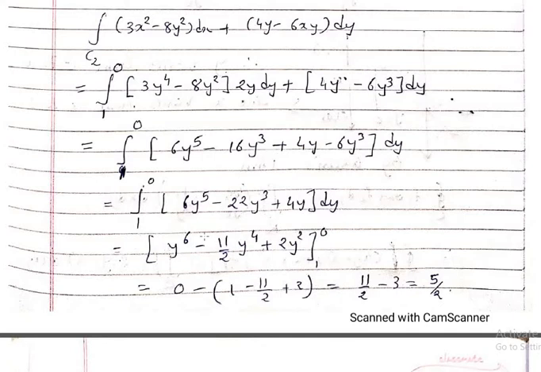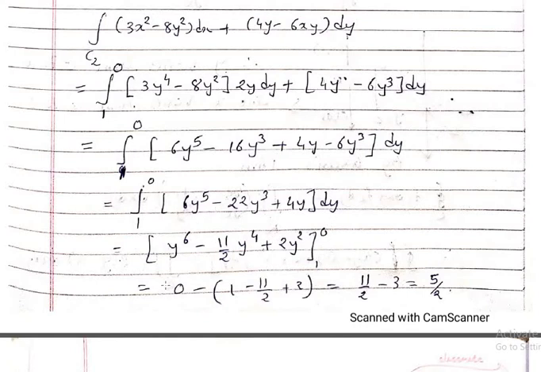Integrating, that will give you 6y raised to 5, y raised to 6 by 6, so 6 will be cancelled out, and we have y raised to 6 minus y raised to 4 by 4, so 2 will be cancelled out, and we will have minus 11 by 2 y raised to 4 plus y square by 2, so we have 2y square, and the limit is from 1 to 0.